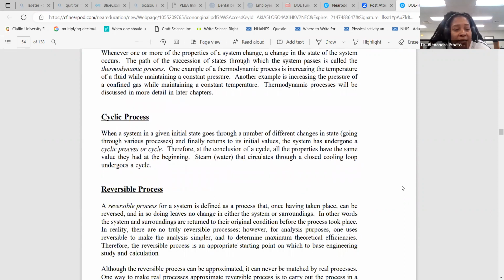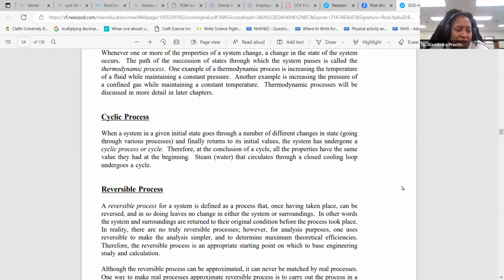Then you have a cyclic process, right? This is when a system in a given initial state goes through a number of different changes of state and finally returns to its initial value. So the system undergoes this cyclic process. Therefore, all the properties have the same value that they had at the beginning. So steam water circulates through a closed cooling loop and undergoes a cycle.